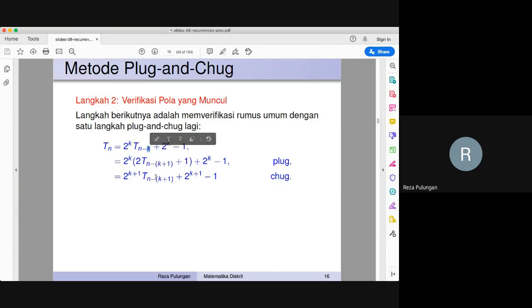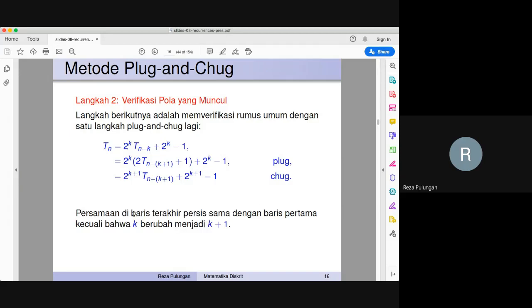This k becomes k plus 1. If this is the case, then you are safe. Everything is okay right now. But if this is not the case, then there must be something wrong with your pattern.